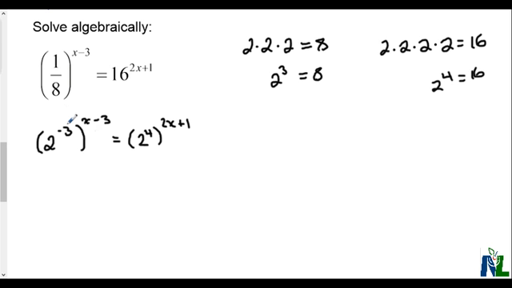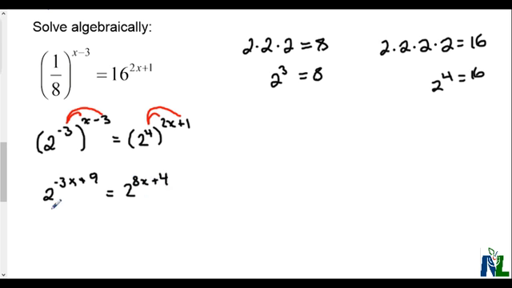But what I also have is a power of a power. So recall that when we have a power of a power, exponent laws dictate that we need to use a distributive property to multiply the two exponents. So in this case, I would be multiplying x minus 3 by negative 3. So I would have 2 to the negative 3x plus 9. And on the right-hand side, I would have 2 to the 8x plus 4.